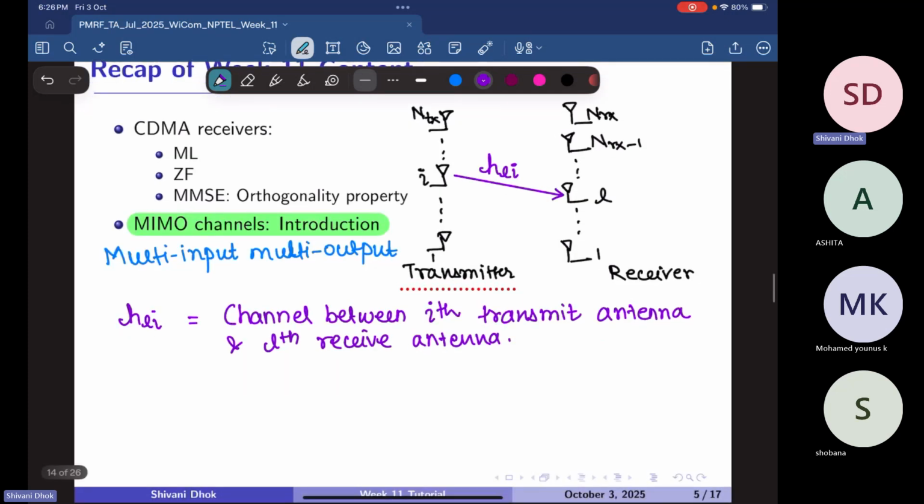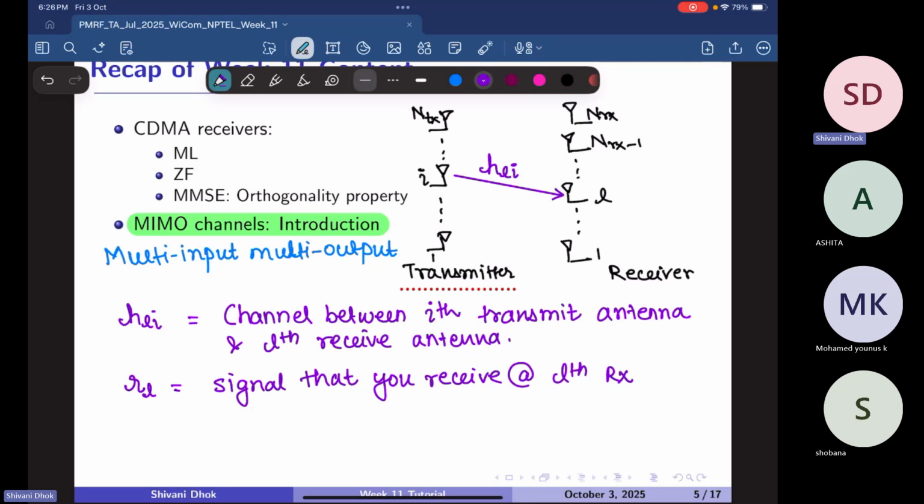Okay, and let's say R of L is the signal that you receive at the lth receive antenna, and SI is the signal transmitted from the ith transmit antenna.